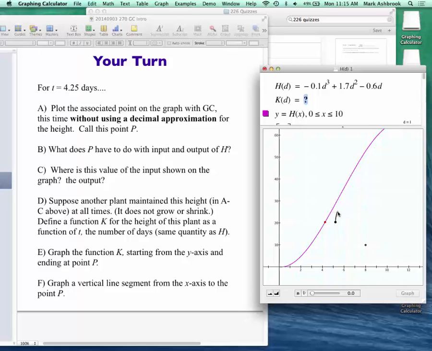This is the point P right here that we've graphed as 4.25 and h of 4.25. So now we have a second plant according to function k, and I want to graph its height, which maintains the same height as the sunflower at 4.25 days, but at all times. And I'm going to graph that from the x-axis to point P.